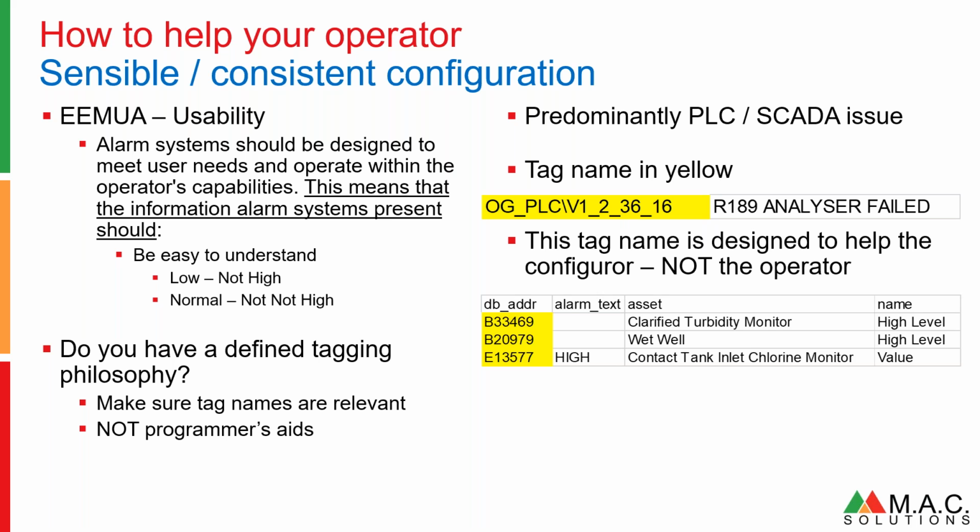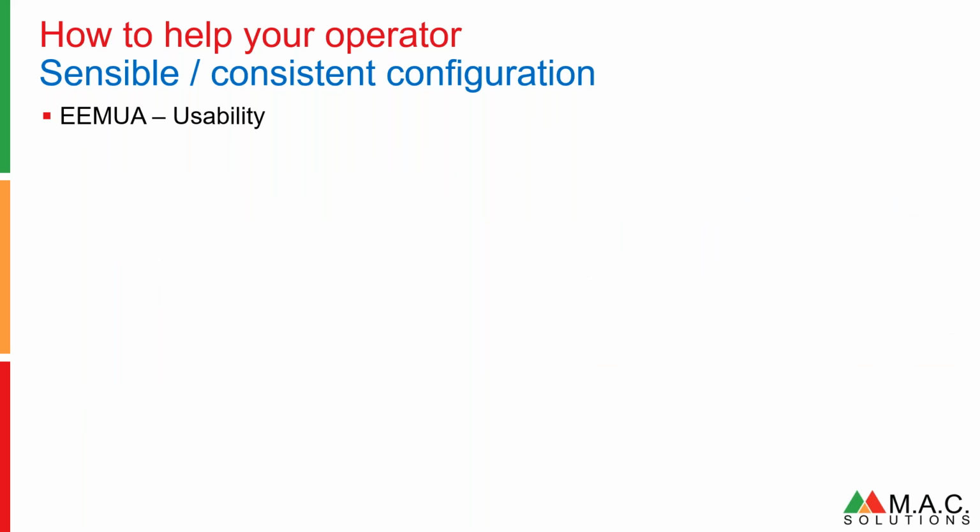Your operator. Here's something I did with a water company. Their tag names were database addresses. Okay, we have database address there of B20979 wet well. Okay, yeah, great, fantastic. Helps the configurators, maybe, doesn't really help the operators.